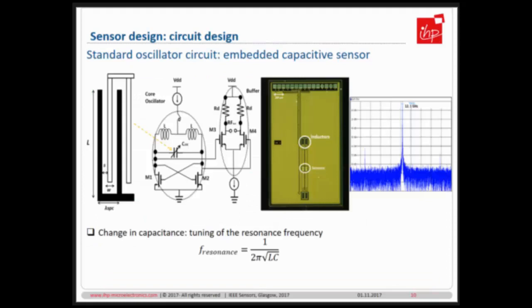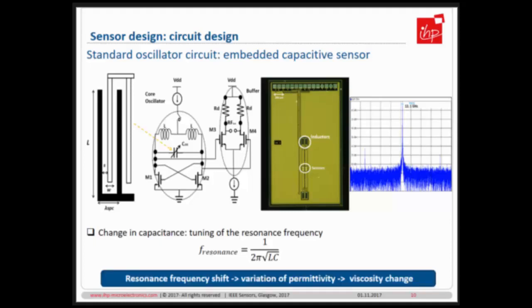Now, the sensor design is a very typical cross-coupled oscillator. From our circuit design knowledge, we know that you use a varactor here, and by changing the voltage on the varactor, you can tune the resonant frequency of this kind of oscillator. In our case, we don't have a varactor here. We just have the sensor capacitor. The capacitance of the sensor changes due to the change of the permittivity of the material on top of it, and that changes the resonant frequency of the oscillator. So that's what we're trying to do. This resonant frequency shift will be translated to the change in permittivity, and that we can relate to the change in viscosity.